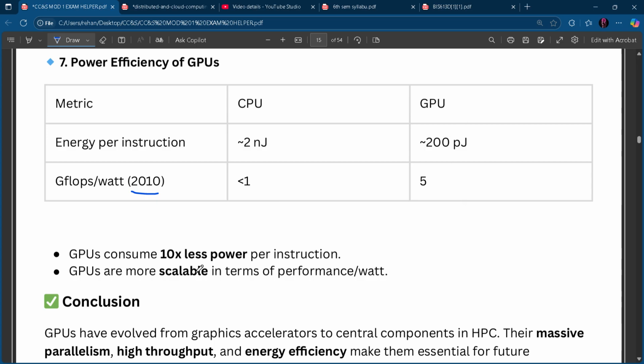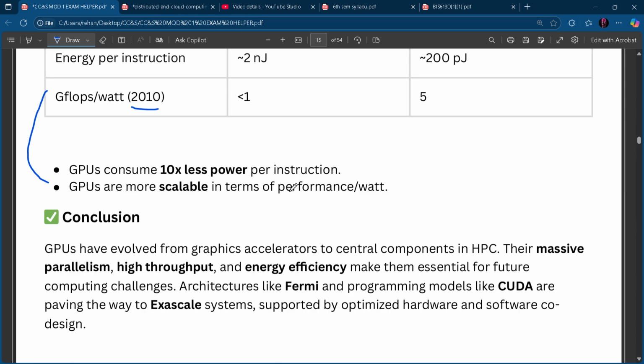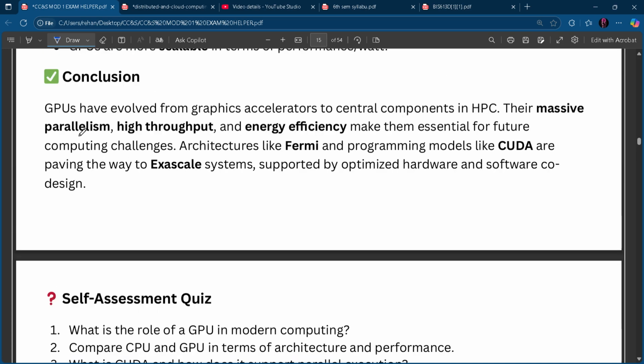GPU consumes 10x less power per instruction, and GPUs are more scalable in terms of performance. Why? Simple. You're just rewriting this. See, it is more scalable in terms of GPU watts compared to CPU. Then energy per instruction, see, it saves almost 10 times. It seems here we have 100 times of difference, but you can tell 10 times less. Okay. Conclusion of that, you can just read it once. We have to read the conclusion completely.